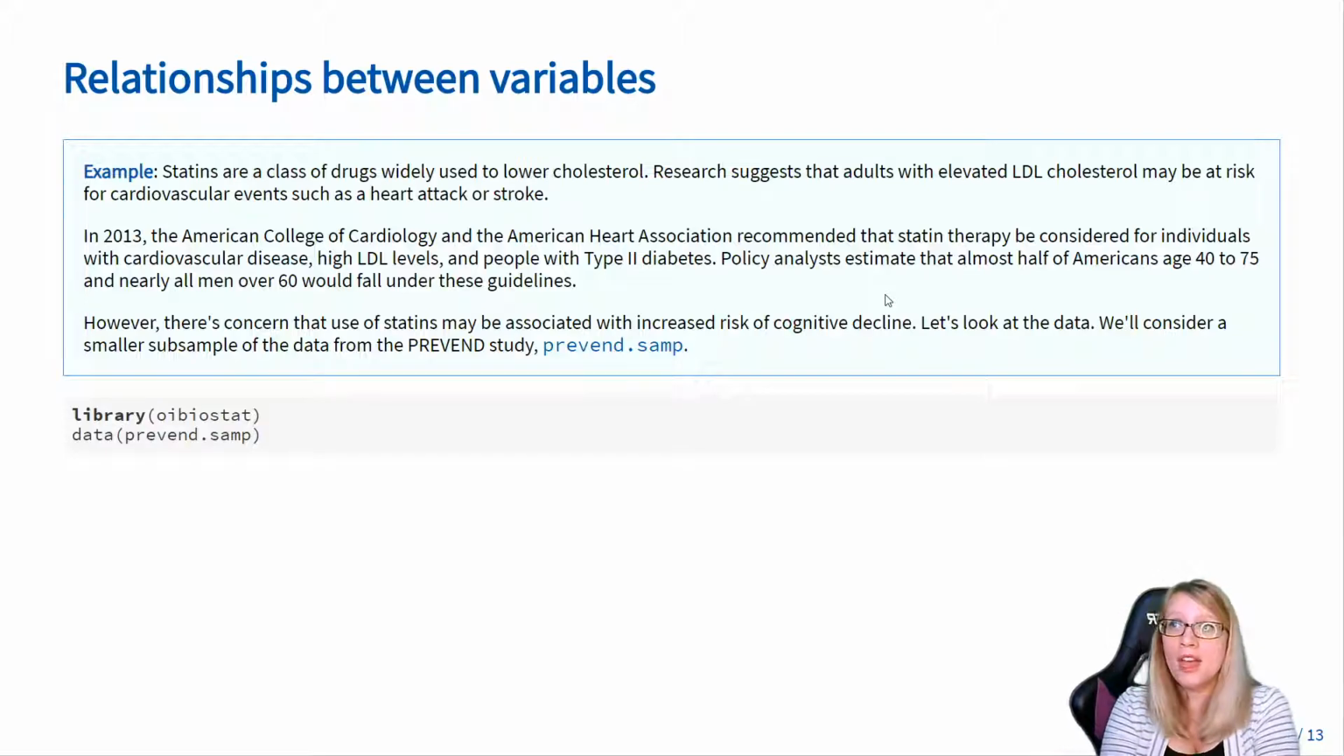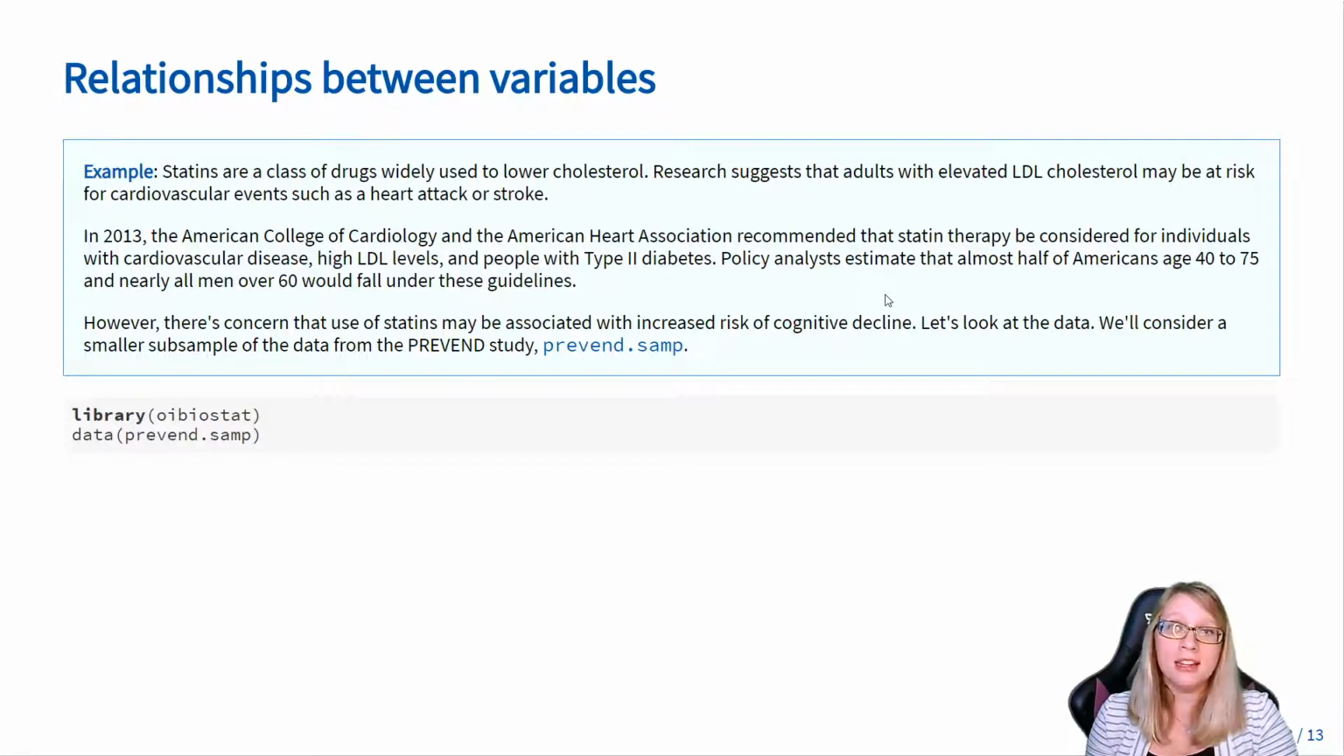So let's start with an example. As you might know, statins are a class of drug widely used to lower cholesterol. Previous research has suggested that adults with elevated LDL cholesterol may be at increased risk for events like heart attack or stroke. So in 2013, the American College of Cardiology and the American Heart Association recommended that statin therapy be considered for individuals with cardiovascular disease, high LDL levels, and people with type 2 diabetes.